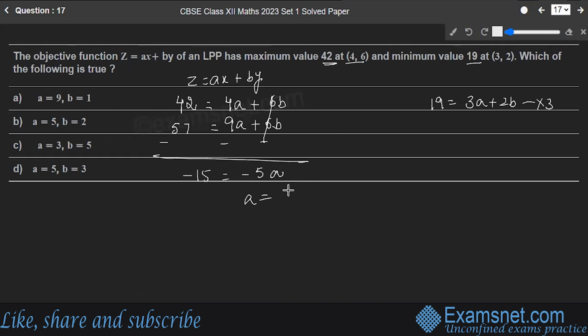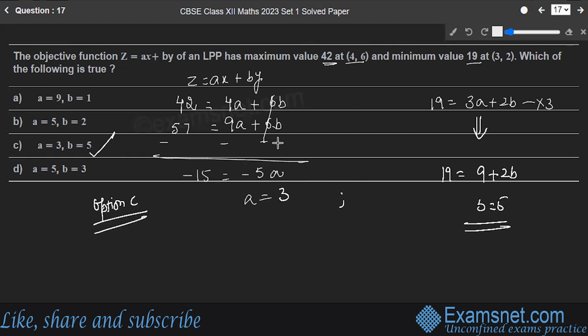Sorry, it is 3. So a will be 3 over here. And the value of b will be calculated from here. 19 is equal to 3 into 3, 9, plus 2b, which gives you b = 5. So you got the two values: a = 3, b = 5. That is option C. Hope you got that.